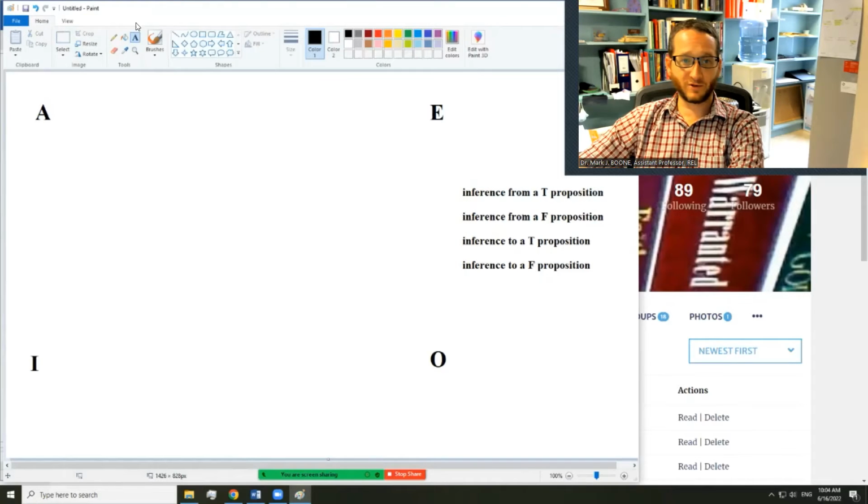Okay, oh goodness, what did I say? An inference from a true proposition will be solid. An inference from a false proposition will be dotted.